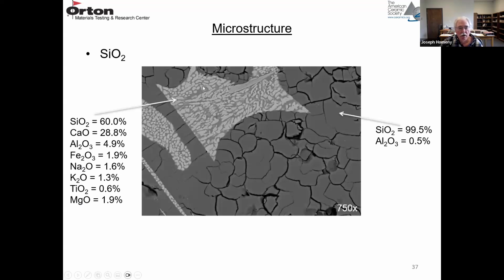The white phase, it's crystals of that phase I mentioned, wollastonite, the calcium silicate. And then between the crystals is this darker gray region. So the crystals are light gray. The darker region is the residual silica-based glass.